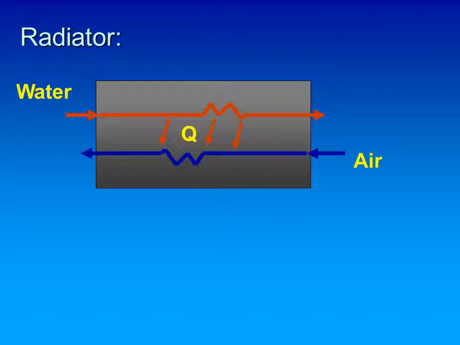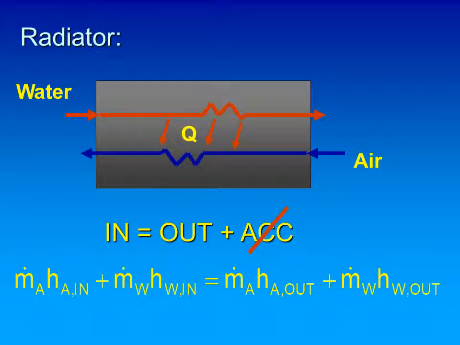So here I'll draw it this way. The water is the red, hot. The air is the blue, cool. And the heat goes from the water into the air. If we say it's a steady state, then what goes in equals what goes out, or in equals out plus accumulated. Whenever you have a steady state system, the accumulated term is zero. In other words, it's not changing with time.